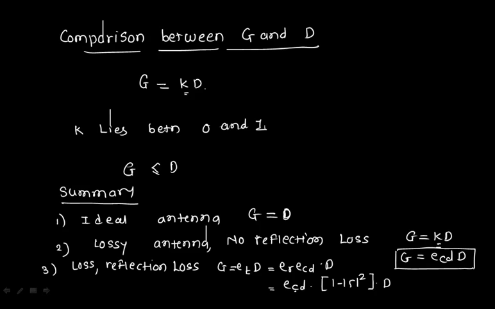So along with the conduction dielectric efficiency, I have to take care of these reflections also. So this is the comparison of G and D. If your antenna is an ideal antenna, your gain and directivity will be the same. If it is a lossy antenna, you need to consider the conduction dielectric efficiency. If there are reflections, just add that reflection term, that is 1 minus rho square, and then you can get the gain of that particular antenna.